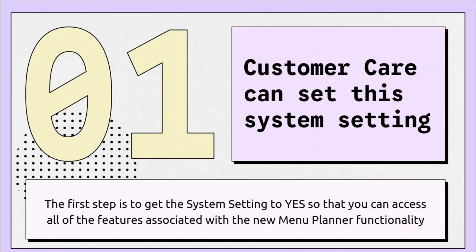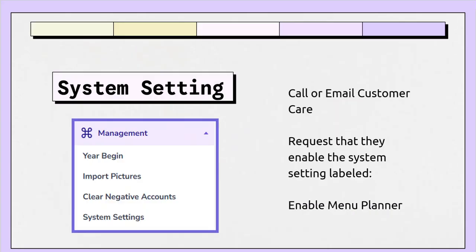The first step to be able to use this feature will be to get the system setting turned on so that you can access the menu planner. There is a single system setting that must be set to yes to access the menu planner, and a quick call or email to the customer care team will give them the opportunity to make it available to you. Let them know that you need the system setting for Enable Menu Planner set to yes, and they will take care of it for you.